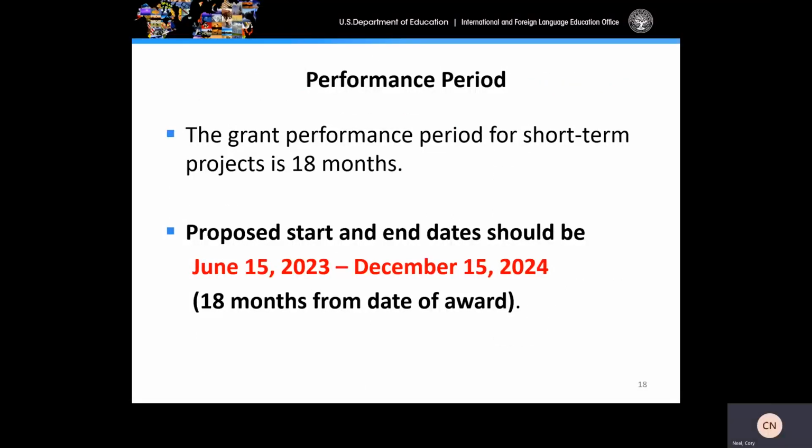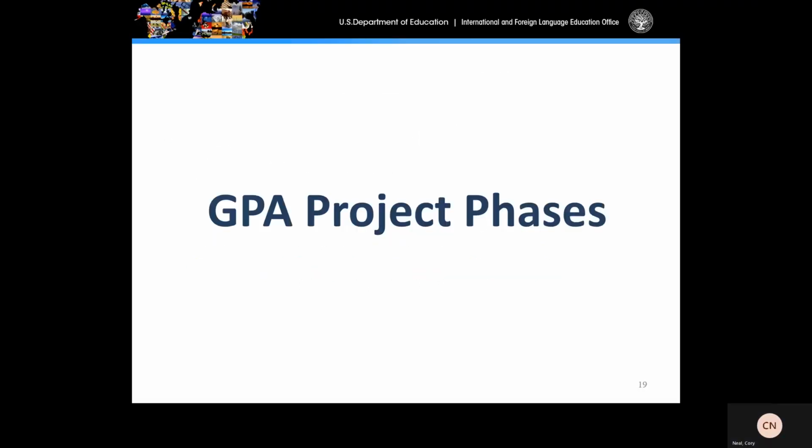Okay, again, the grant performance period for short-term projects is 18 months. The proposed start and end dates for this year's competition should be June 15th, 2023 to December 15th, 2024. Okay, we're going to discuss the project phases. These include the pre-departure phase, the overseas phase, and the post-overseas or follow-up phase. And all three of these phases fall within that 18-month performance period.